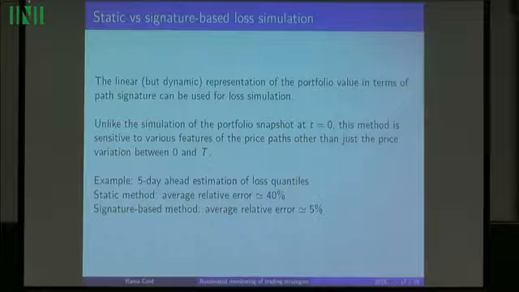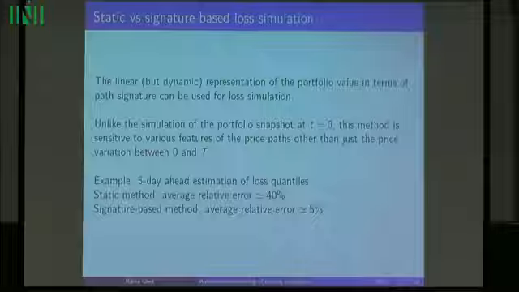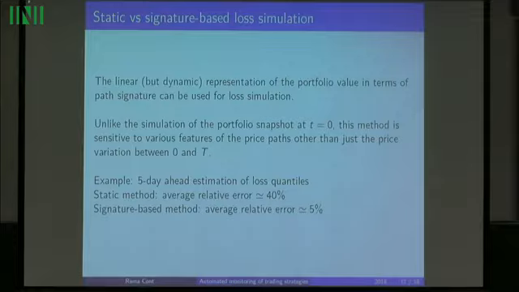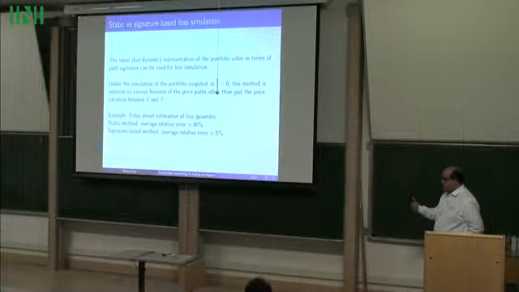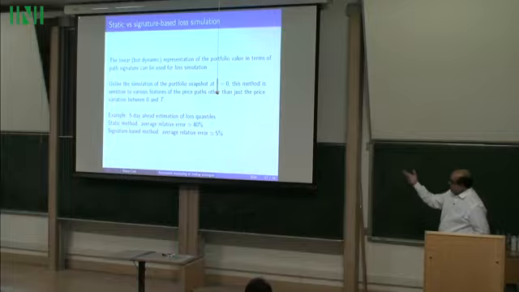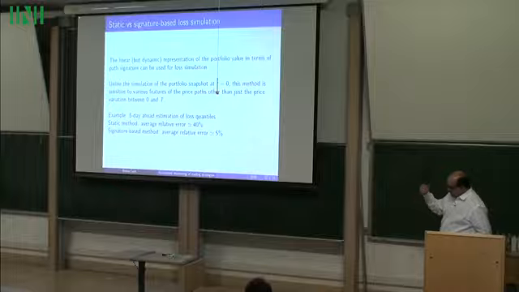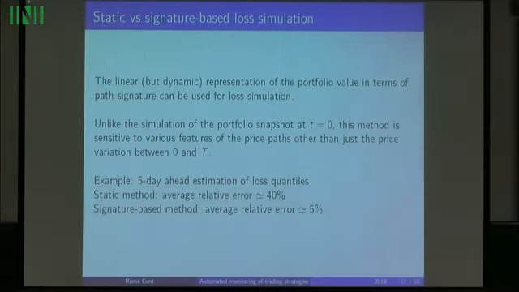But unlike the static approach where I look at the snapshot of the portfolio and assume it's going to be the same from 0 to t, now I can transport it along these features. And if you look at, for example, something simple like a 5-day ahead estimation of loss quantiles, with the static approach here for this strategy, which is quite dynamic, you get a 40% average relative error because the portfolio is constantly changing.